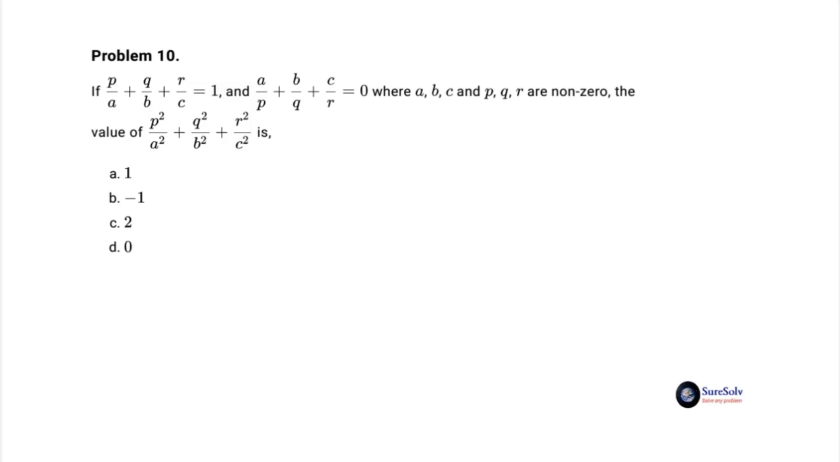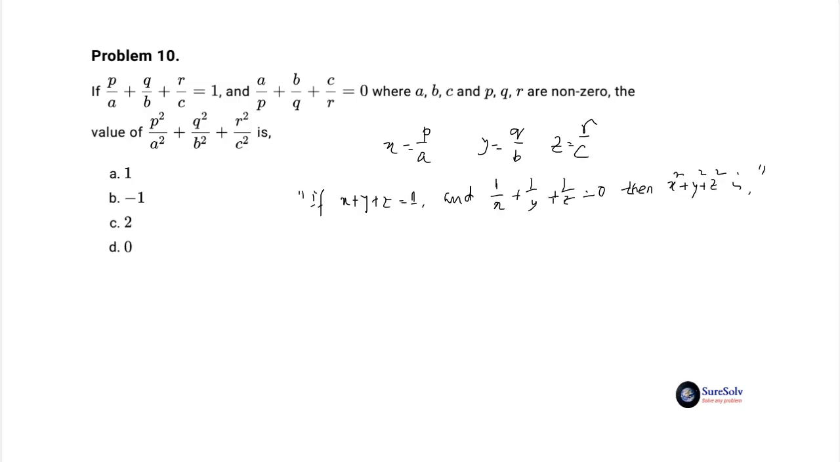So we imagine x equal to p by a, y equal to q by b and z equal to r by c. And the given problem is simplified to, if x plus y plus z equal to 1 and 1 by x plus 1 by y plus 1 by z equal to 0, find the value of x square plus y square plus z square. This is a case of solving a simpler problem. We don't need the original 6 variables anymore.